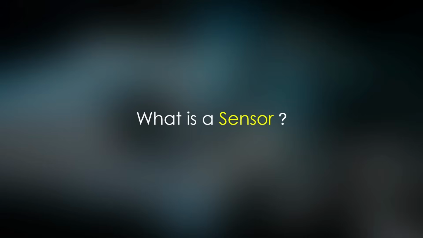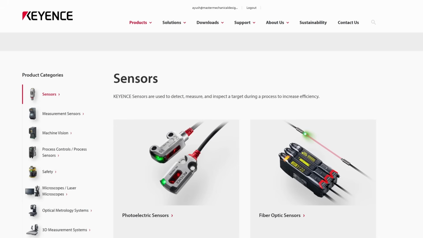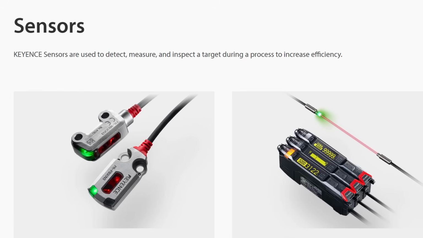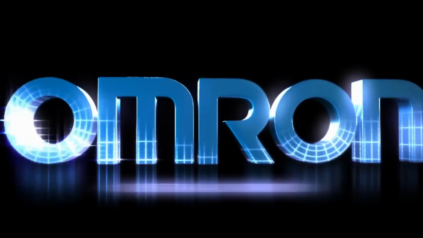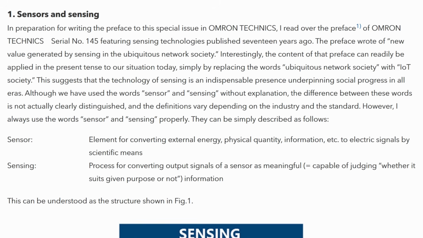What is a sensor? There are many definitions out there from different sources. As per automation industries, for example, as per Keyence, which is a well-known Japanese brand in sensors, sensors are used to detect, measure, or inspect a target during a process to increase efficiency. Omron, another well-known Japanese sensor manufacturer, defines it as: a sensor is an element that converts external energy, physical quantity, or information, etc. into an electrical signal by scientific means.